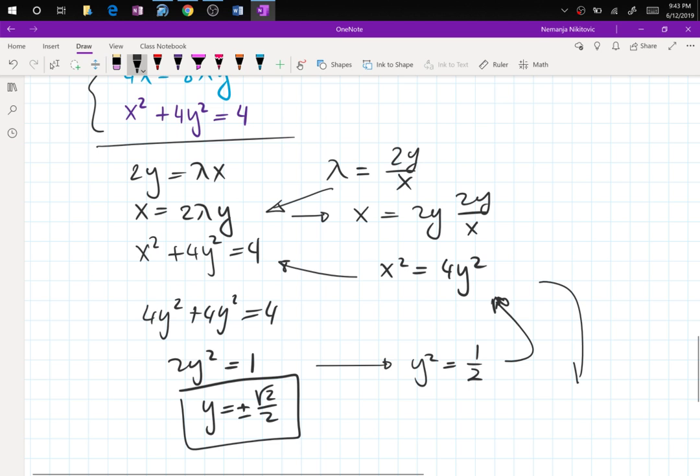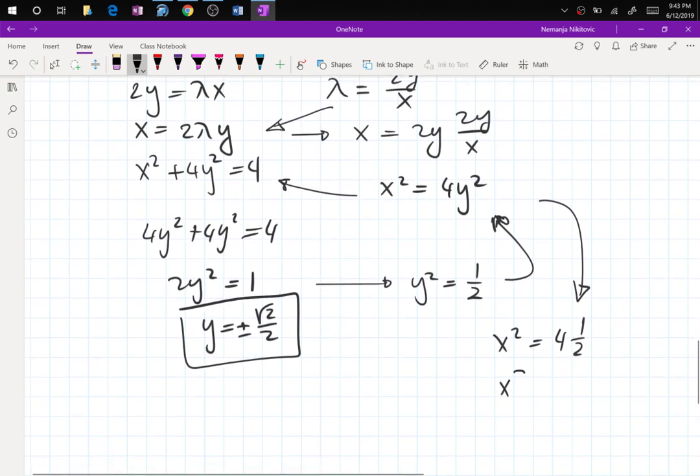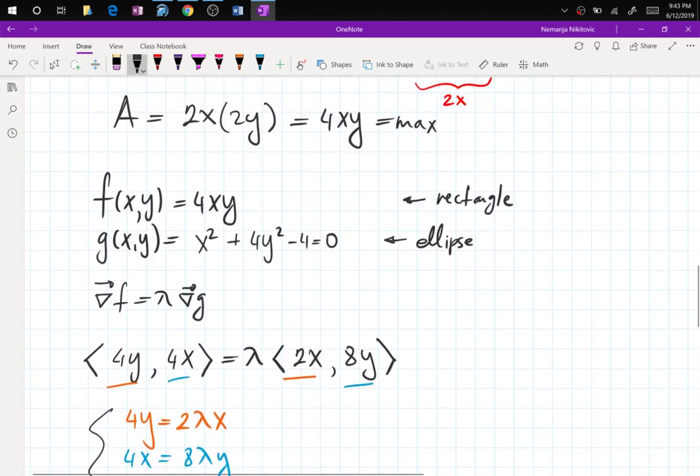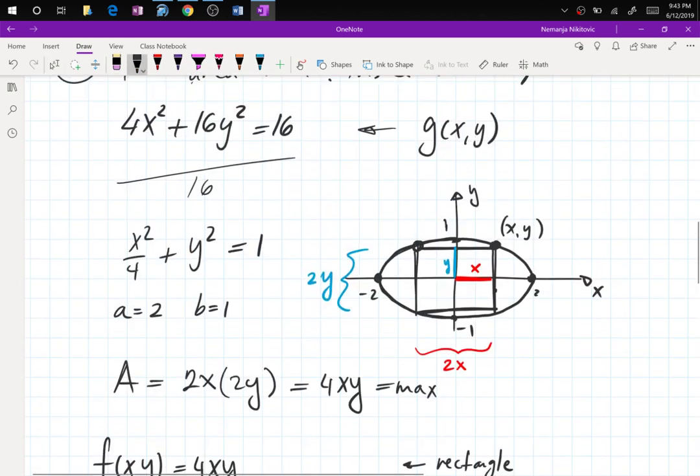So what we get is x squared is equal to 4 times 1/2. So x squared equals 2, x equals plus minus root 2, and there they are. Isn't that 4 separate points that you get? Don't you have 4 points? It was a rectangle. Oh, shoot. Right? You have 4 points.